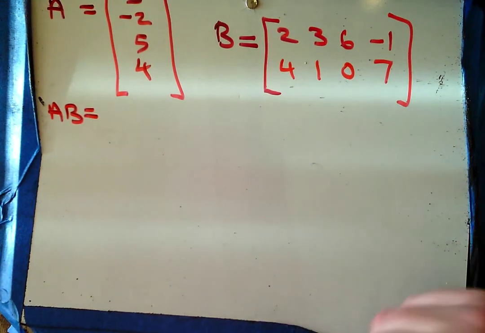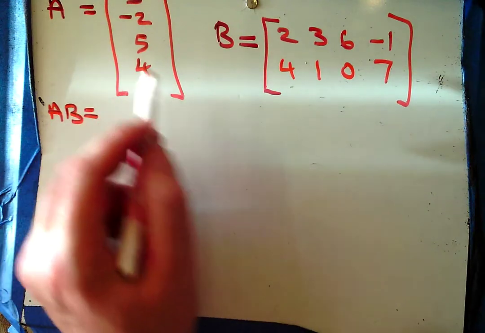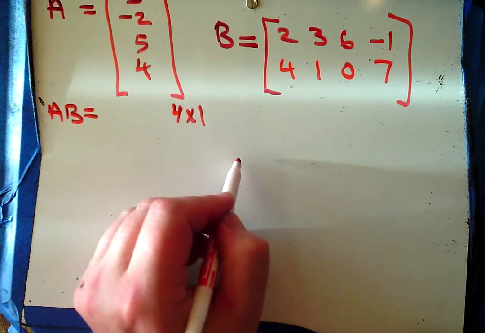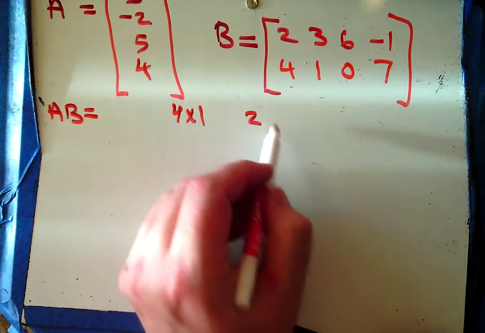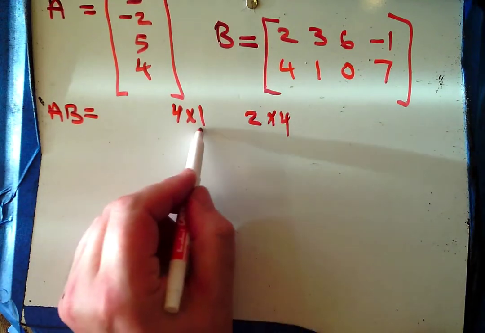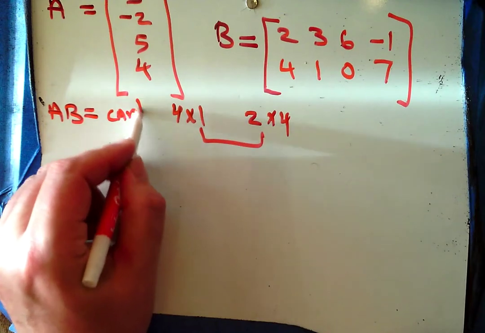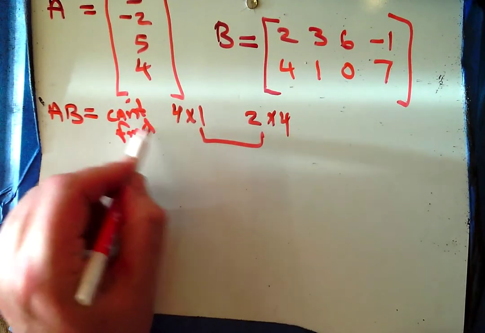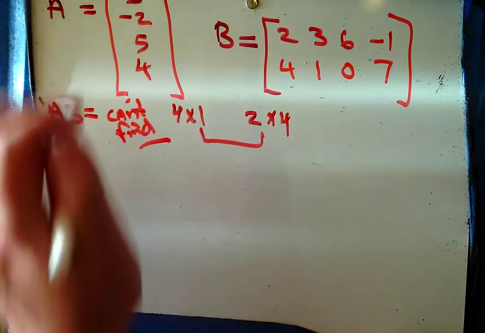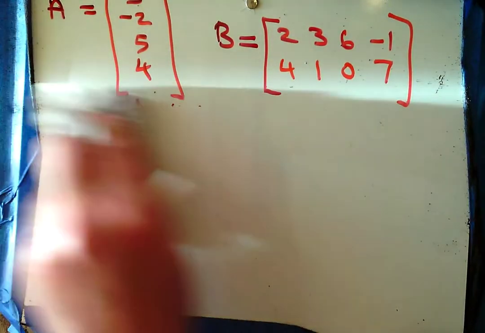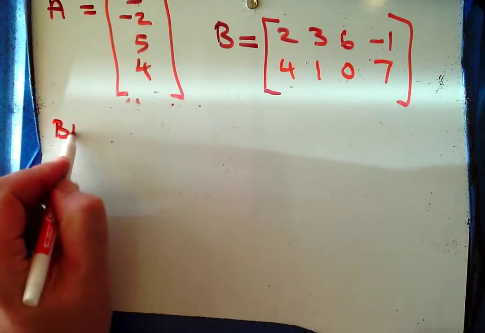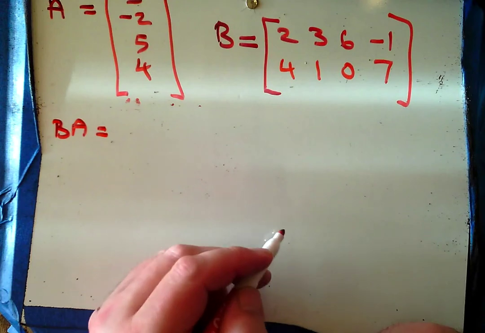Okay, welcome back. So I notice that A is a 4 by 1 and that B is a 2 by 4. These numbers are not the same, and so I can't find this. All right, well, that's a little disappointing. So then let's ask about B times A. Will you please find B times A?